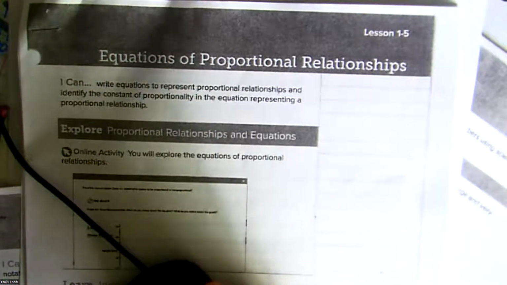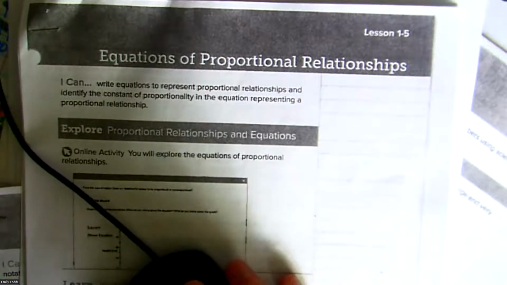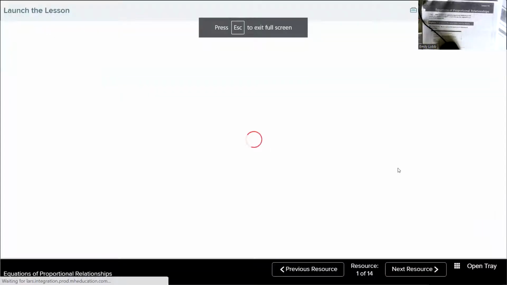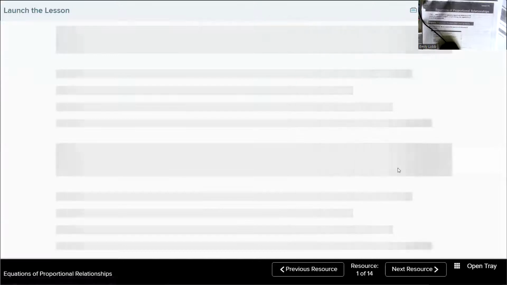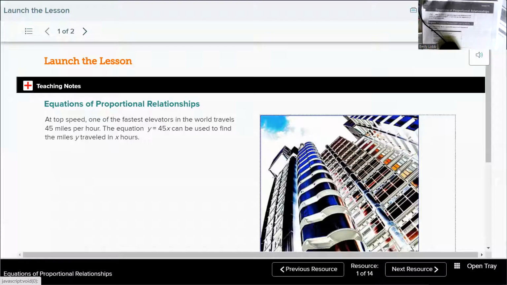Okay, so this here, let's share screens here. Course 2. We're gonna launch 1-5. Remember, a lot of the launch is not included in your packet. So this is really just for you to be introduced to it, for you to try and understand why we're doing it, what we're doing, right?